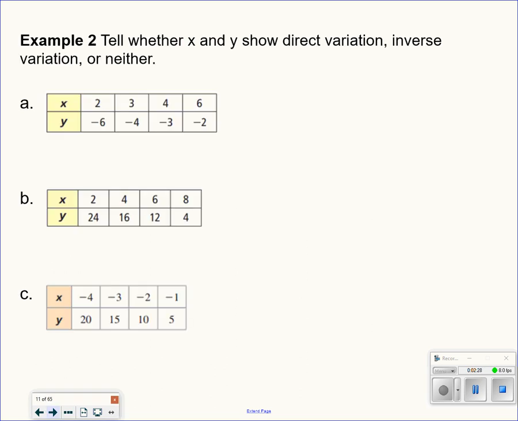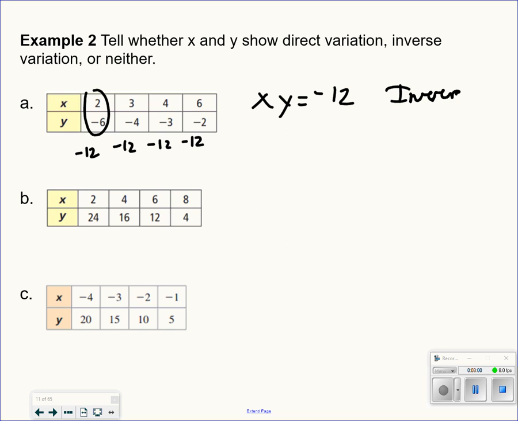The next page says, tell whether the x and y show a direct or inverse variation. So this is on your test. I need to decide if this is a direct or inverse variation. Take your x and your y and see if it's a constant value every time. For instance, if I multiply these two together, I get negative 12, negative 12, negative 12, negative 12. So x times y equals negative 12. Is that a direct or an inverse variation? That is an inverse variation.